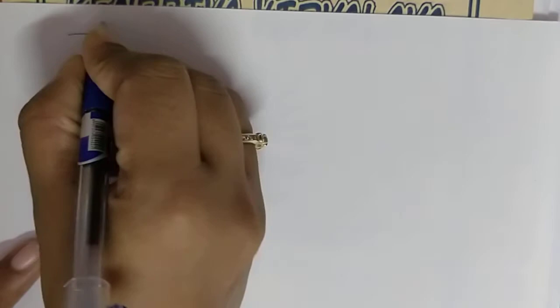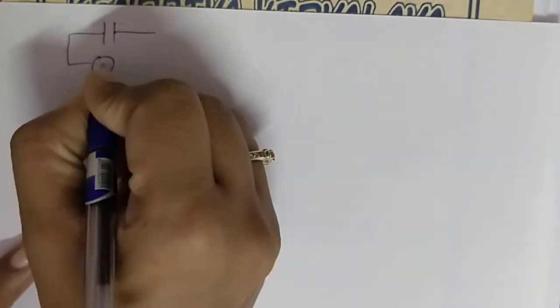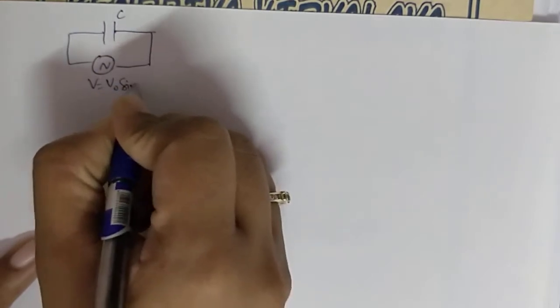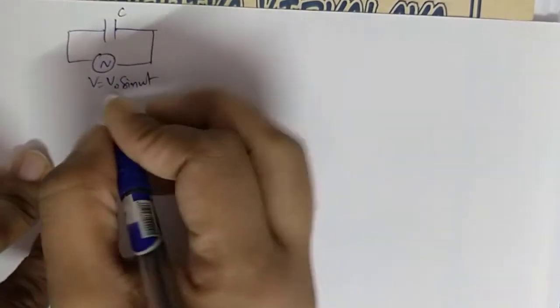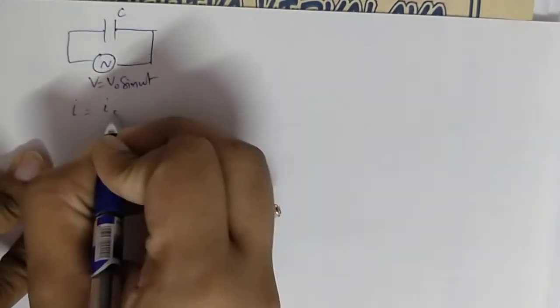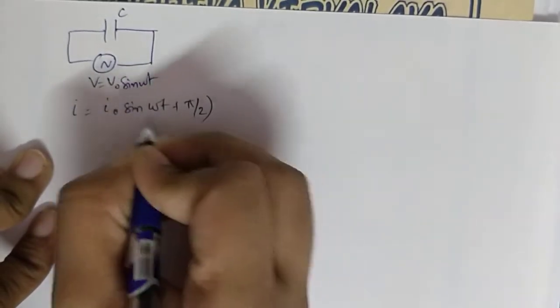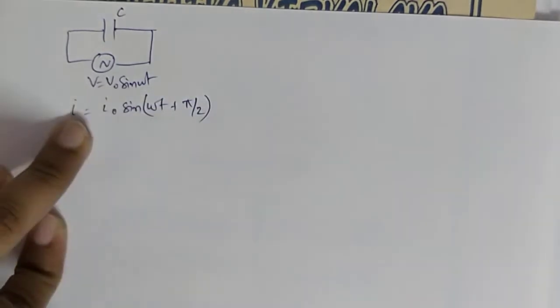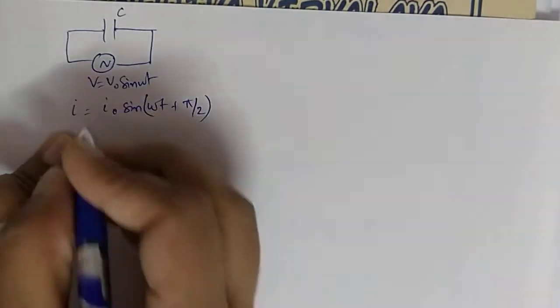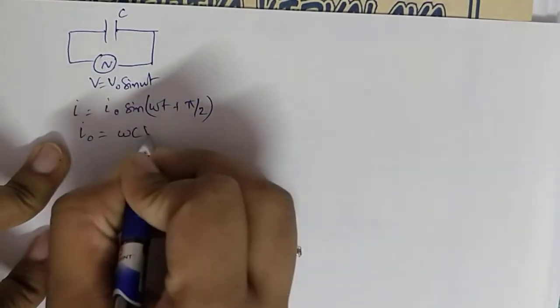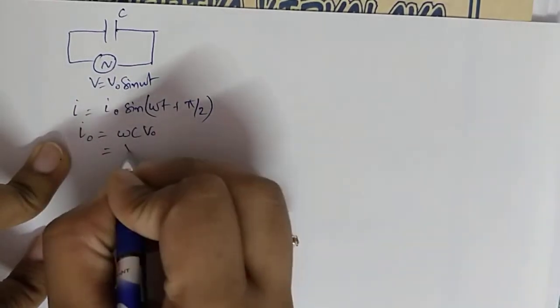In the previous video for AC across a capacitor, so you had an AC across a capacitor. I'll just take a quick review of that. V is equal to V naught sine omega t. If you remember, when you found I, you got I naught sine omega t plus pi by 2, from where we can see that current leads voltage by an angle of pi by 2, where I naught we got as omega C V naught.